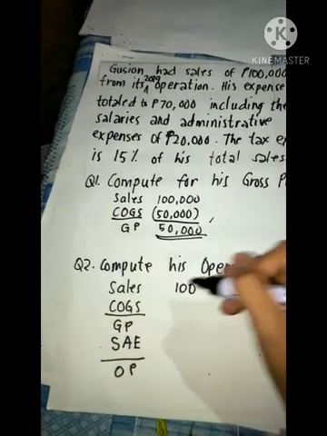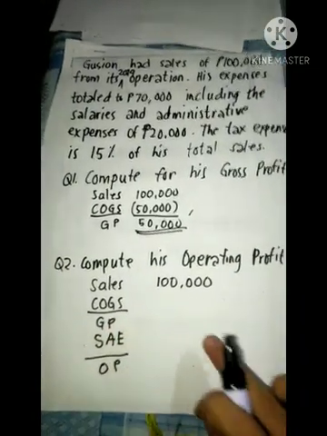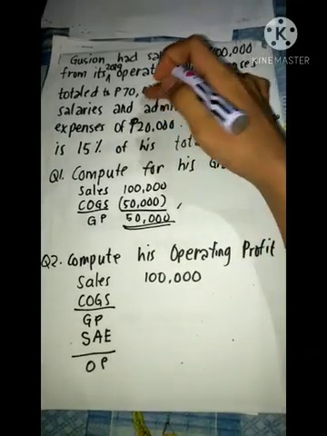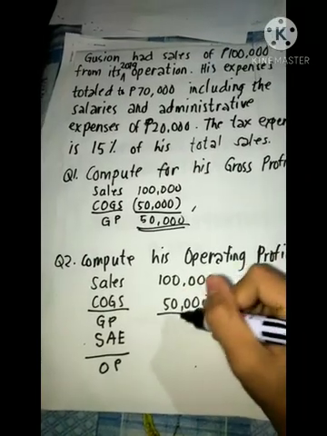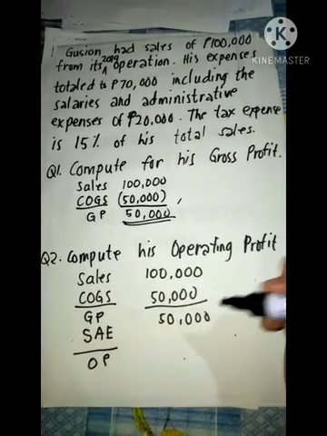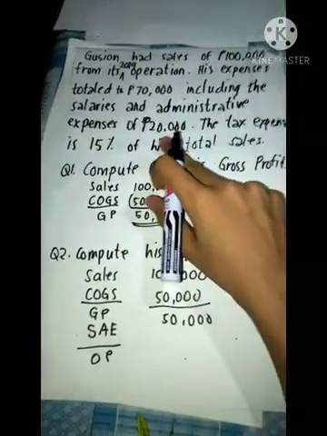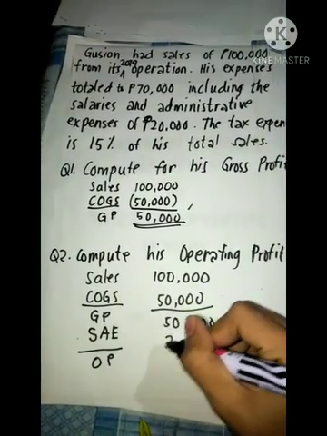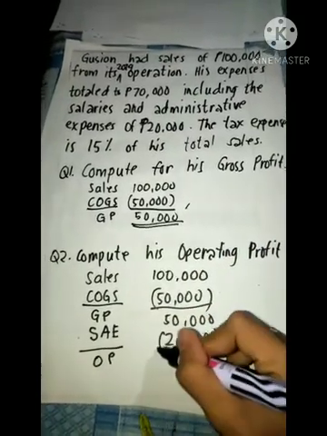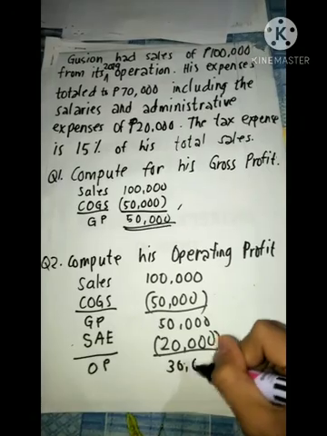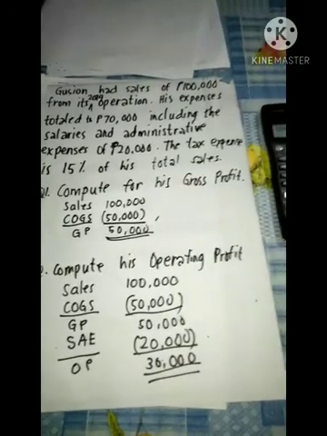So what's your sale? What is Gushon's sale? Ayan, 100,000. What is Gushon's cost of goods sold? So 70,000 less 20,000 is 50,000. You will get the gross profit of 50,000. Salaries and administrative expenses is 20,000. Ileless mo yon. You will arrive to 30,000 operating profit. That is Gushon's operating profit for 2019.